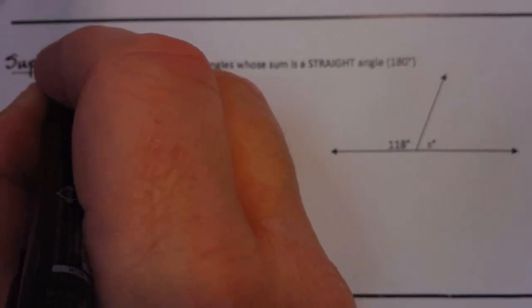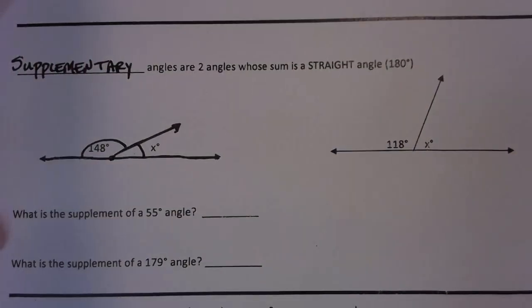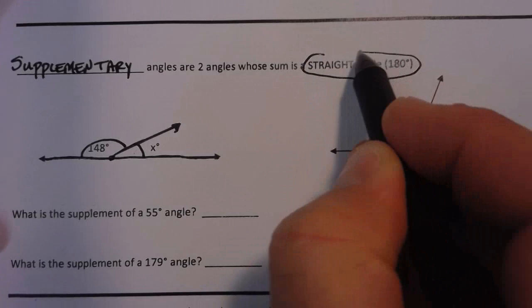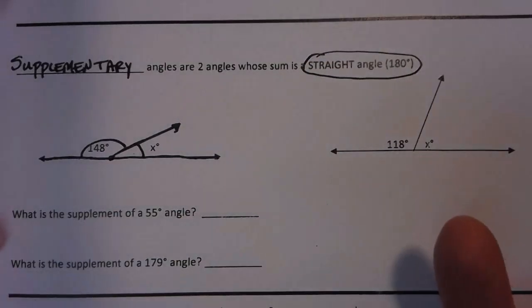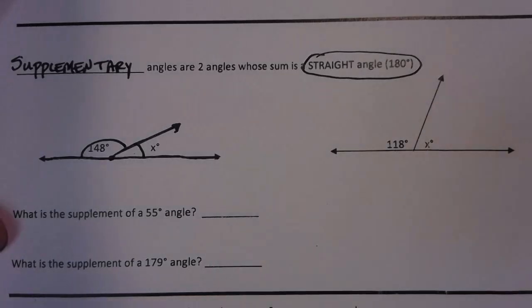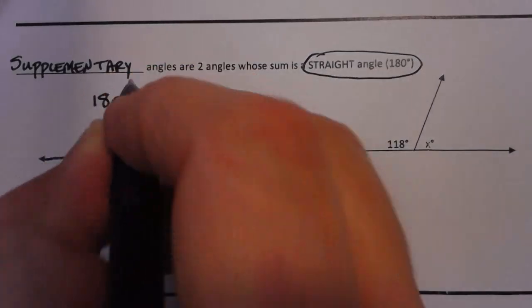So you've got two new vocabulary words today, complementary and supplementary. Complementary are two angles that add up to a 90 degree angle. Supplementary are two angles that form a straight angle when they're combined. Well, the same process you did above on the complementary angles, you're going to do down here. The only difference is instead of a 90 degree sum, you have a 180 degree sum.